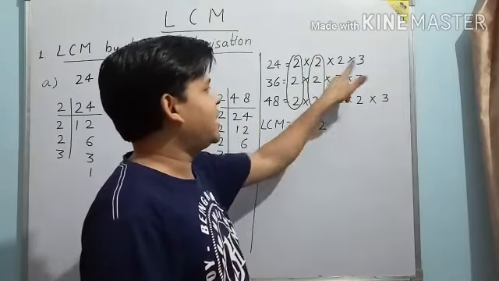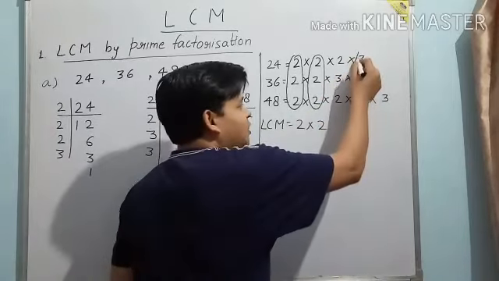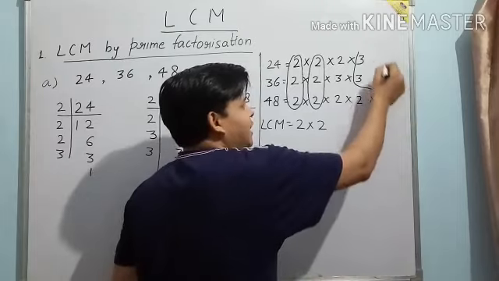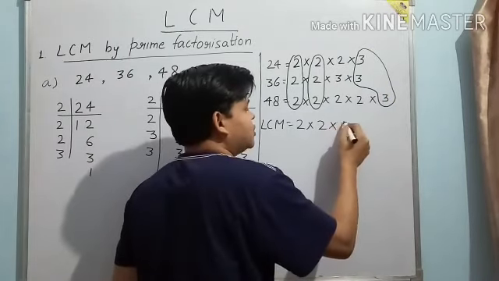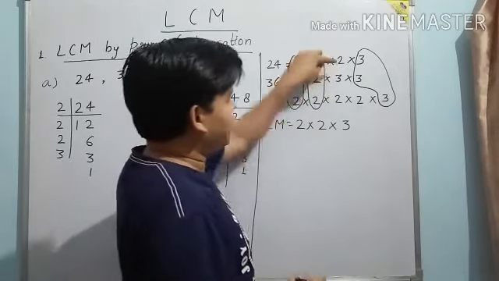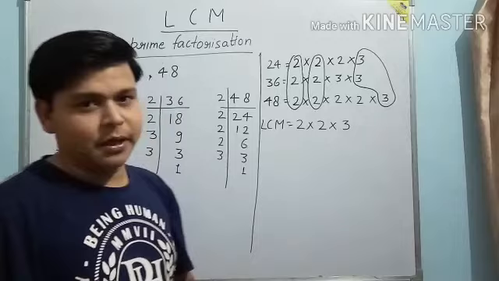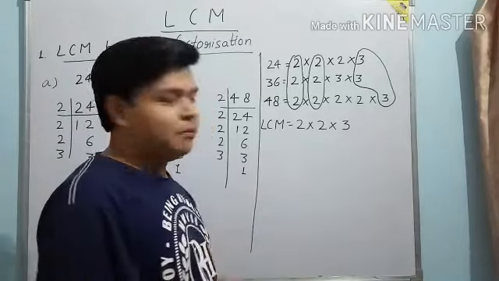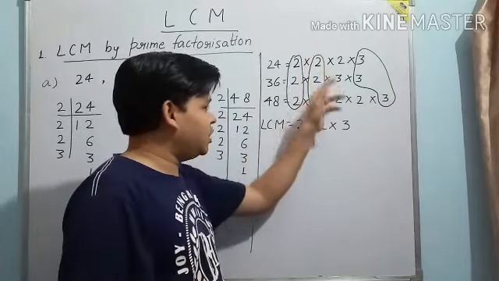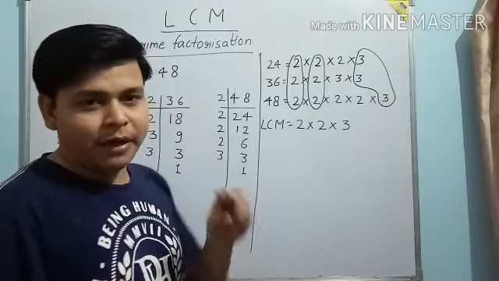Similarly, let's check for 3. So 3, 3, 3. Yes, 3 is common in all three, so we can take 3 as common in all three. Let's write here 3. Then after this we will check 2, 3, 2, 2 here. So nothing is common in all three numbers. That means there is no number now that is common in all three numbers. So now you start to take common from any two.